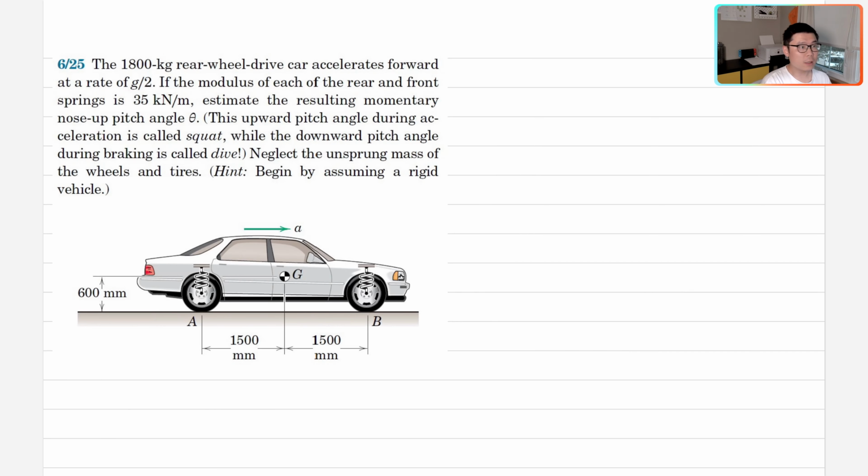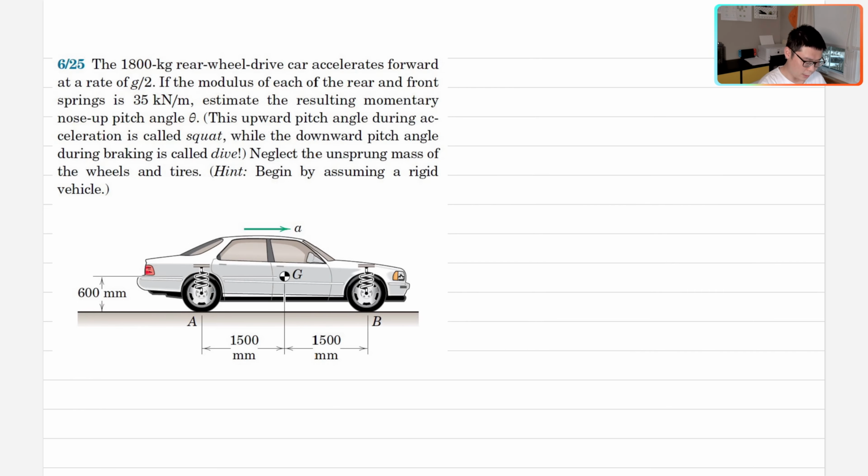In this video, we're talking about example 6/25, which is one example in the general motion of equations. Here we have a 1800 kilogram, rear wheel drive car that accelerates forward at a rate of half of gravity. If the modulus of each of the rear and front springs is 35 kilonewtons per meter, we want to estimate the resulting momentary nose-up pitch angle theta.